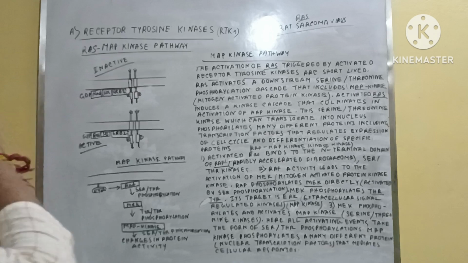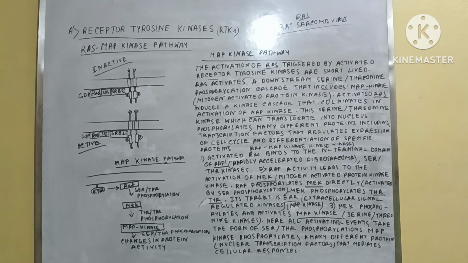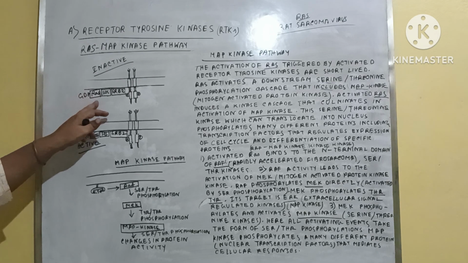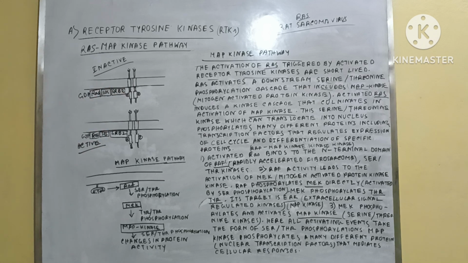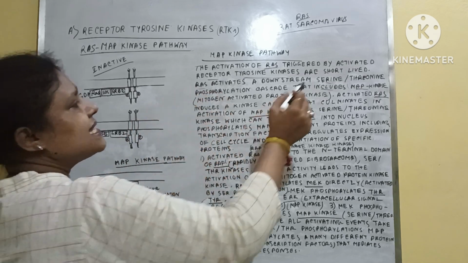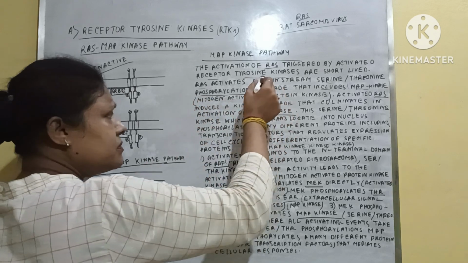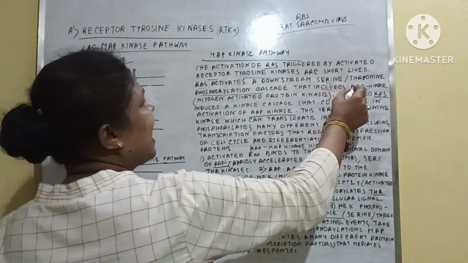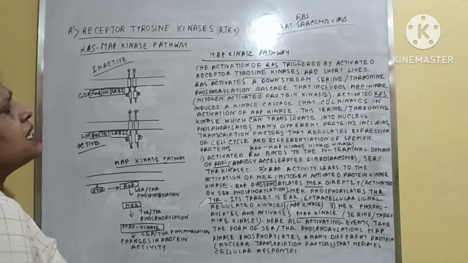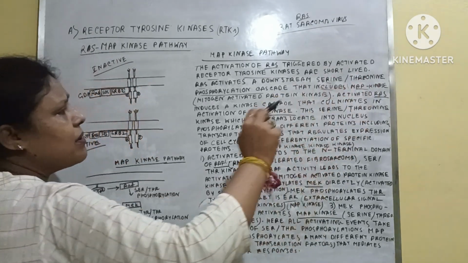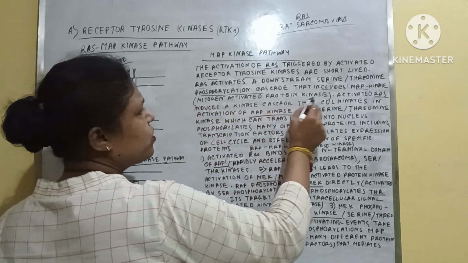Here in the first process, RAS only binds with different types of proteins, and then phosphorylation starts. But here in the MAP kinase process, RAS and MAP kinase are both linked with each other. Okay. First, RAS activates the serine threonine phosphorylation cascade. Okay, and within this cascade, MAP kinase is included. And the MAP kinase, you all know the full form. This is the mitogen activated protein kinase.